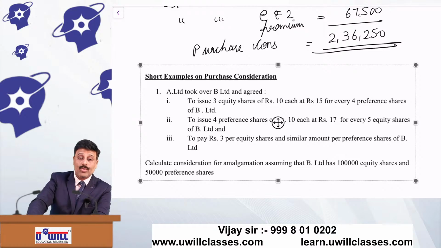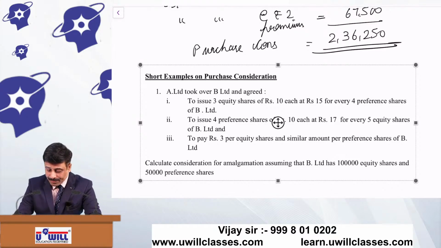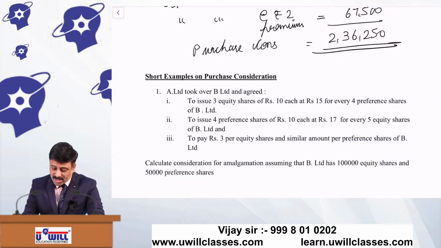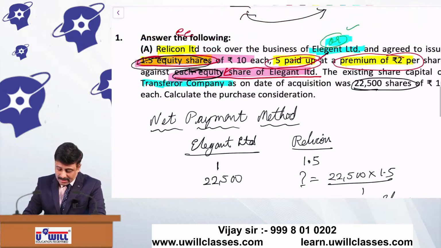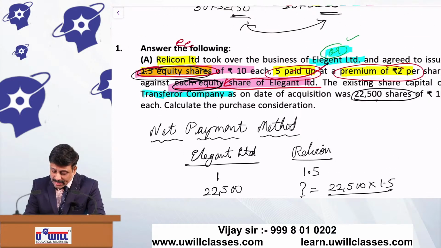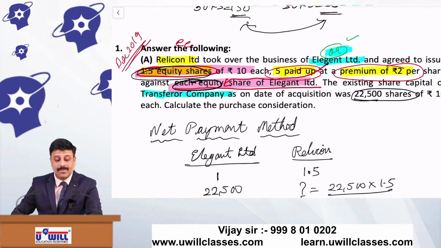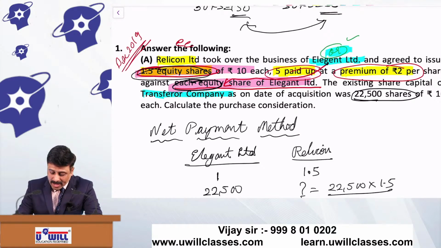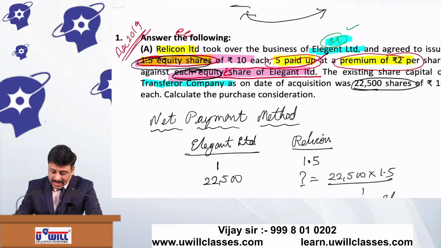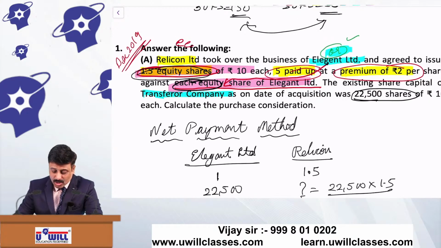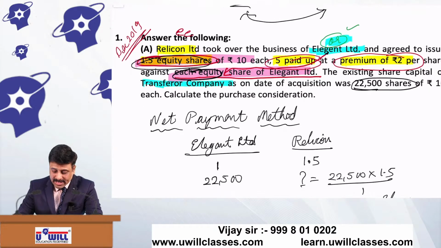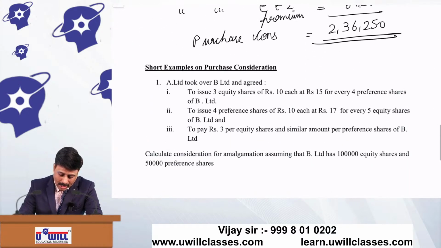Now this is one more question of purchase consideration. The previous question we solved was asked in December 2019 exams for 2.5 marks. The question which we are solving right now is a college example question. That has not been asked in exams so far, but it is done in college in the current year.